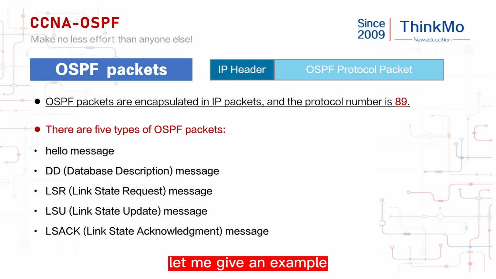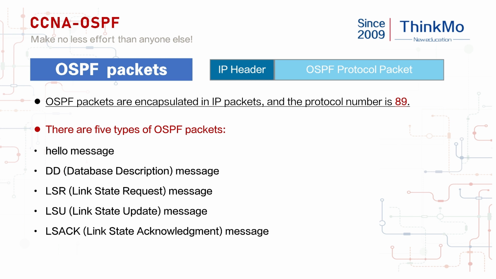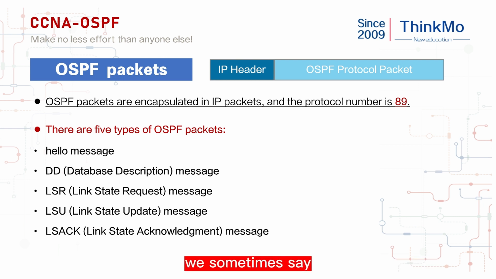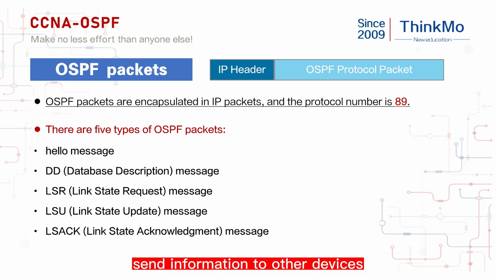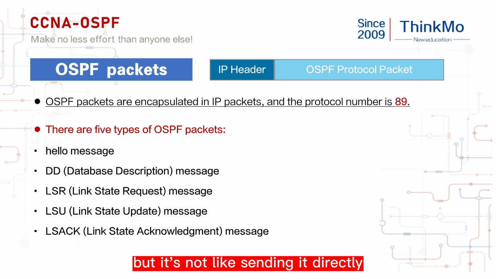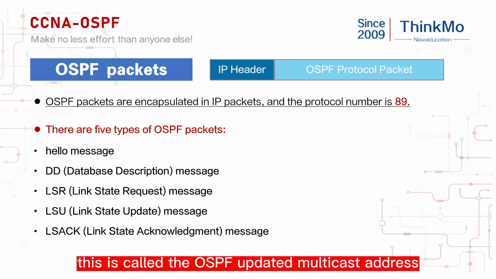Let me give an example to explain the meaning of monitoring. If a device sends this data to 224.0.0.5, another device monitors 224.0.0.5. Then it can know the information sent by the other device. We sometimes say, send information to other devices, but it's not like sending it directly. Send it here, and the other device goes to listen. That's what it learns. This is called the OSPF update multicast address.